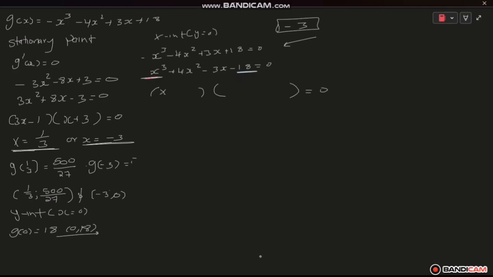If it is positive 2, when you substitute it, it must be negative 2. Therefore x cubed divided by x is x squared. Negative 18 divided by negative 2 is going to give us positive 9.